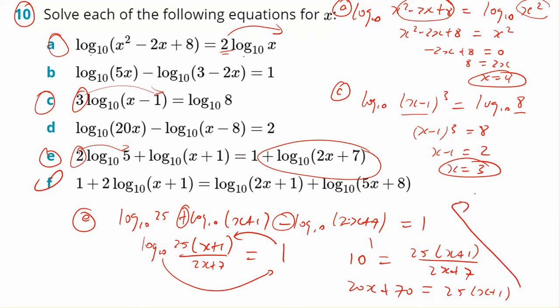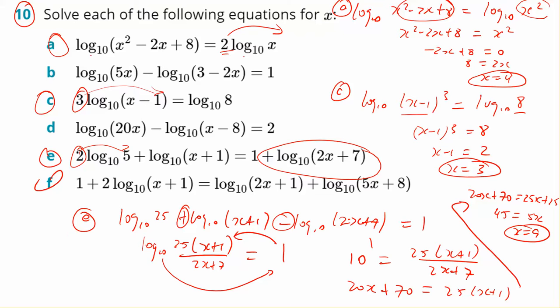Now, 20x plus 70 equals 25x, I'm going to expand the bracket on the other side, plus 25. We just simply solve for x, okay? So subtract 20x on both sides, so you're left with 5x on this side, and I subtract 25 from the other side. So 70 subtract 25 would be 45. So x would equal 9. You're done. Okay. It's a bit longer than A and C, but it's doable.